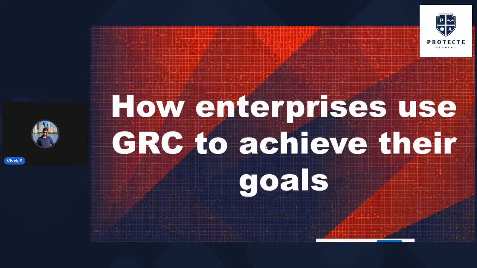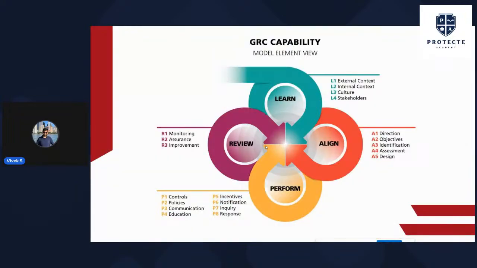All right. Now let's understand how enterprises use GRC to achieve their goals. If I look at GRC from a capability perspective, we have to align with, or rather follow, these four core principles: learn, align, perform, and review. Understand the context of the organization, understand the culture of the organization, understand the stakeholders, who are going to be the primary ones for the GRC model to be successful.